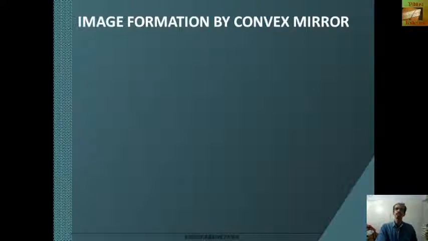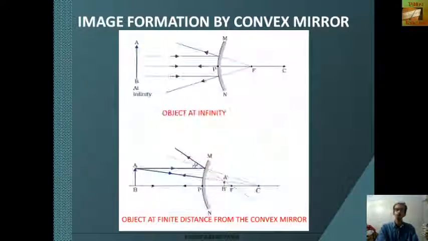Now we can see the image formation by convex mirror. In case of convex mirrors, there are only two positions considered. That is, first is when the object is at infinity. Then the image is formed at the focus. Then the second is when the object is at a finite distance from the convex mirror. Then the image is formed between the pole and the focus, and it is a diminished image.